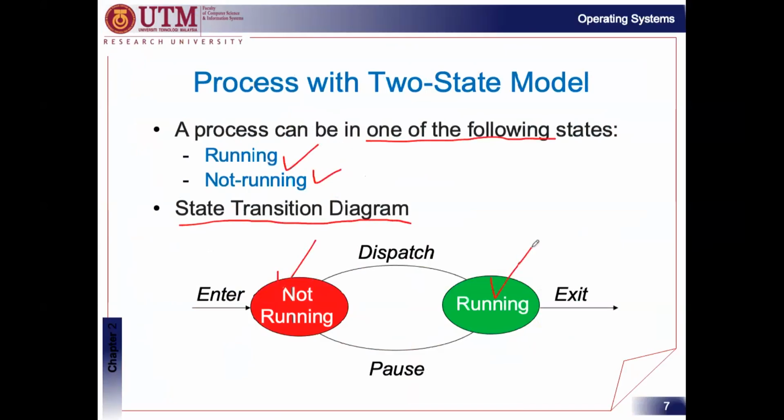It's like 1, 0, 1, 0, right? What do we call this? A transition, when they move from one state to another state. In order to change, they need to use this. Dispatch instruction moves a process from not running to running. And finally for exit, they need to activate this exit in order to exit or terminate.